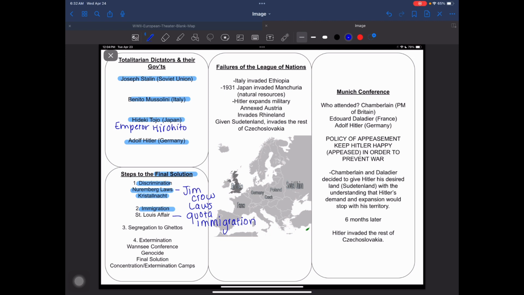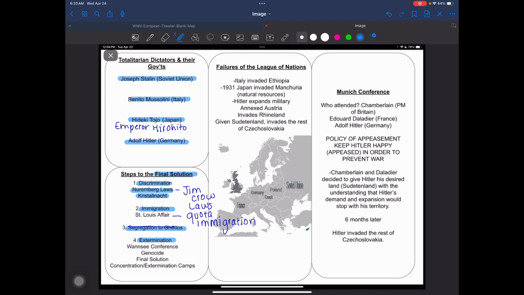The next step is that he segregates them in ghettos, which pretty much makes it easier, when it gets time for him to put them in concentration camps and labor camps, to round them up. And then, of course, his ultimate final solution is the extermination of the Jewish population.